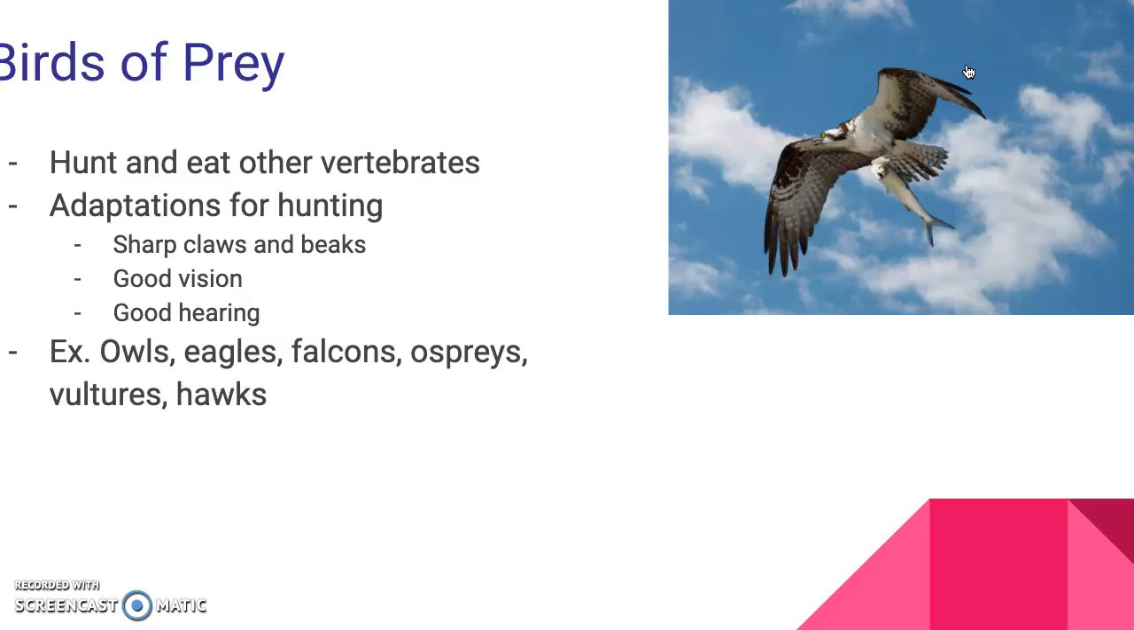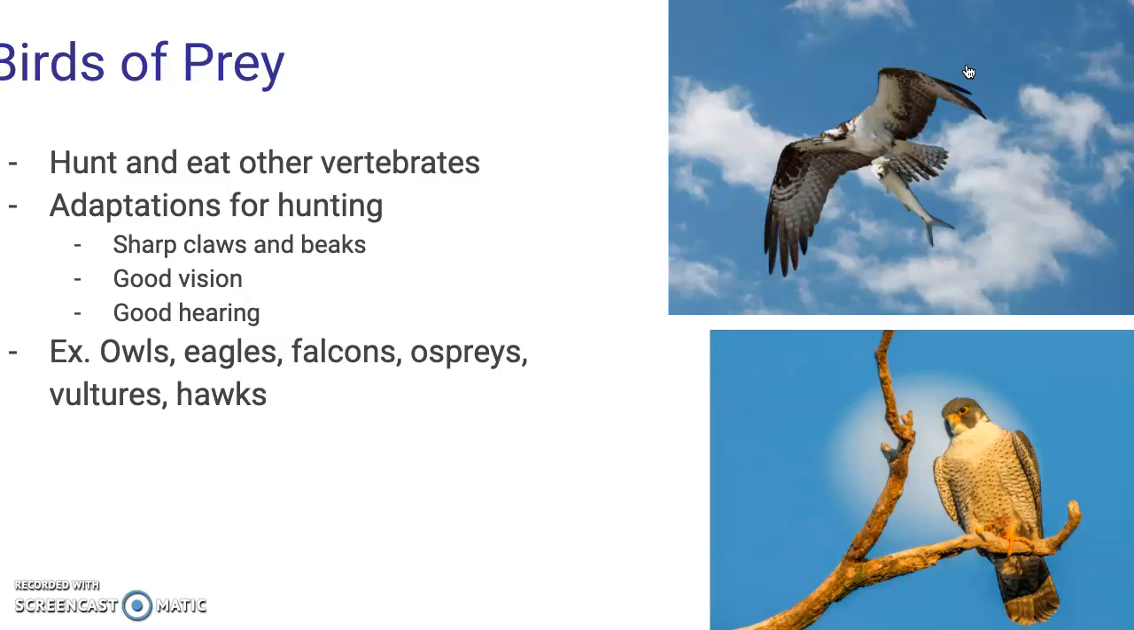So the examples I have on here, this is an osprey with its prey, which is a fish. And there's a falcon. I thought this falcon looked really cute, but also really menacing at the same time. So that's it. Those are your four categories of birds. And I hope that you're able to get good notes out of this.